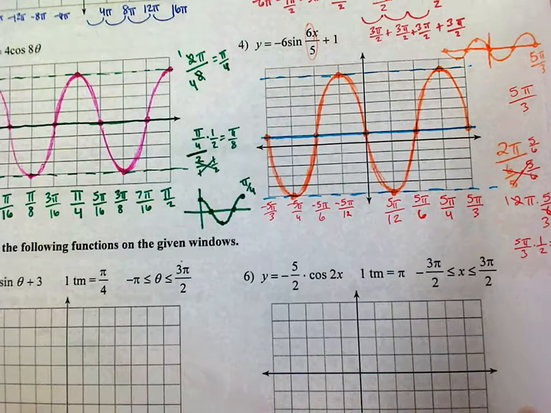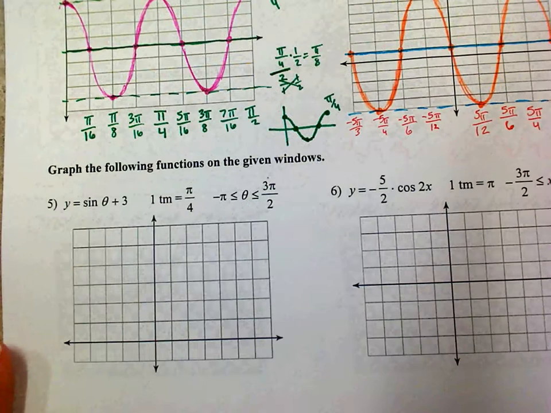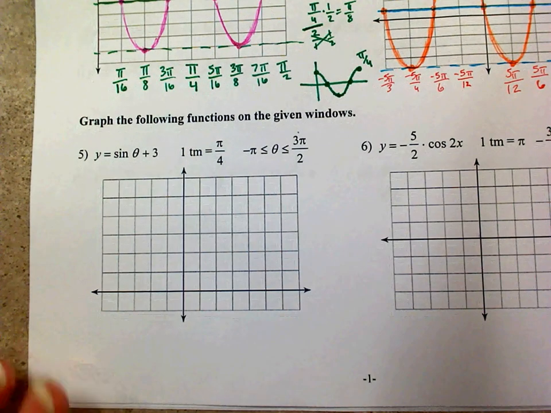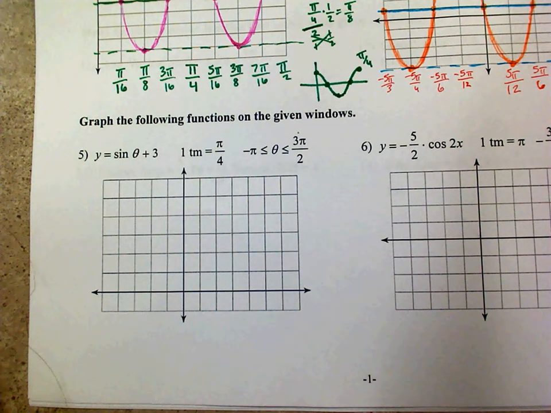Now, the next set of graphs is where you no longer are asked to just graph two periods. You're asked to graph given a certain window and given a certain scale. So it's a little bit more involved as far as finding everything. Okay, so let's just go ahead and draw midline and amplitude.